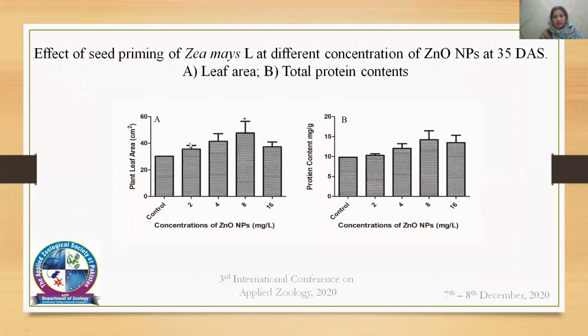Same is the case with the leaf area and total protein content of the plant. Here in this picture, we see the leaf area that is maximum at 8 mg per liter of the nanoparticle, and protein content was also more at this concentration. Maybe this is the reason that at higher concentration, the zinc oxide nanoparticle has a negative impact, as more concentration than required could reduce the growth of the plant also.